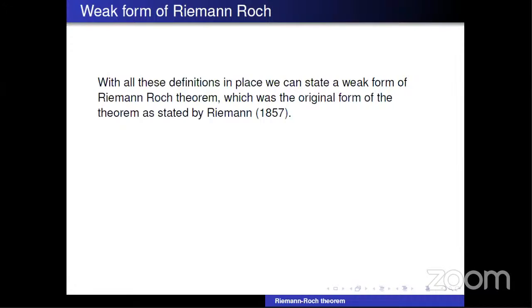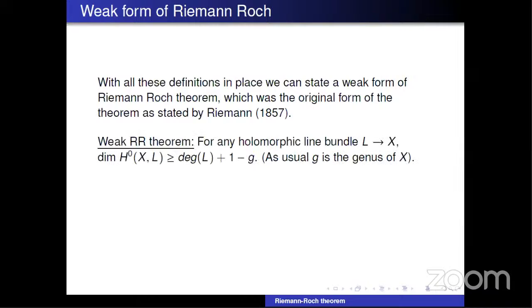Okay, so let me now come to a weak form of the Riemann-Roch theorem. With all these definitions in place, we can state a weak form of the Riemann-Roch theorem, which was the original form of the theorem as stated by Riemann, I think in 1857. So, weak Riemann-Roch theorem: for any holomorphic line bundle L over X, the dimension of H^0(X, L) is bigger than or equal to the degree of L plus 1 minus the genus. This is a weak form of the Riemann-Roch theorem.